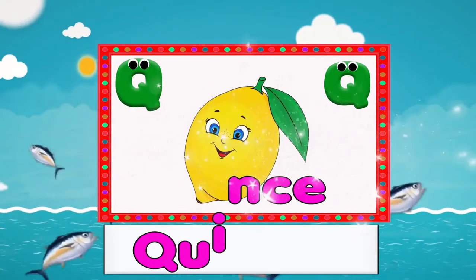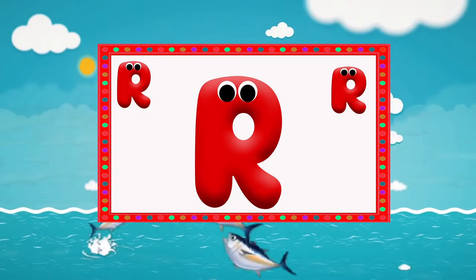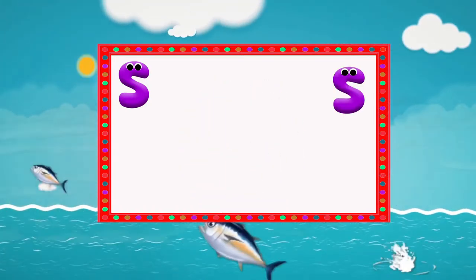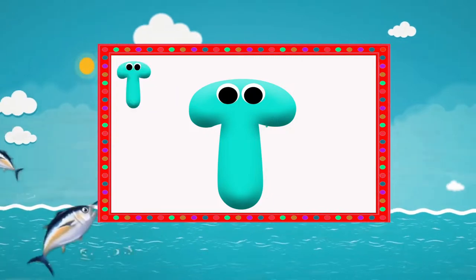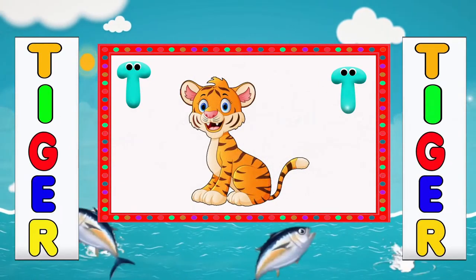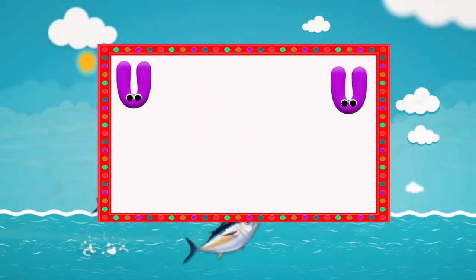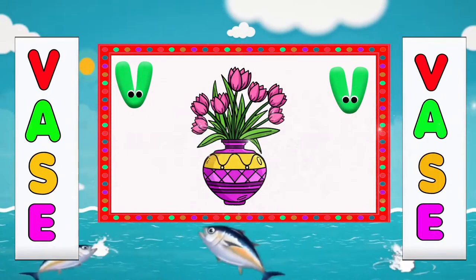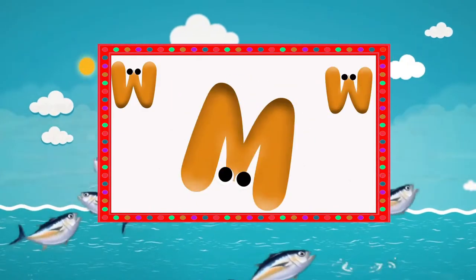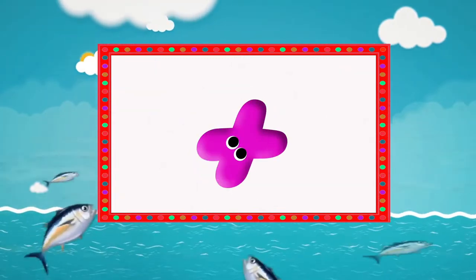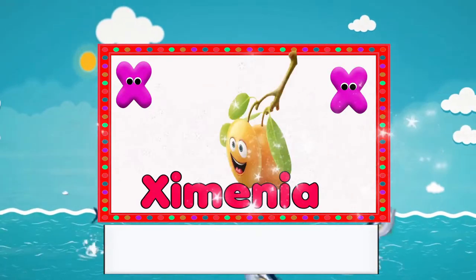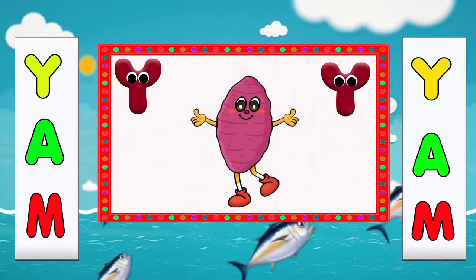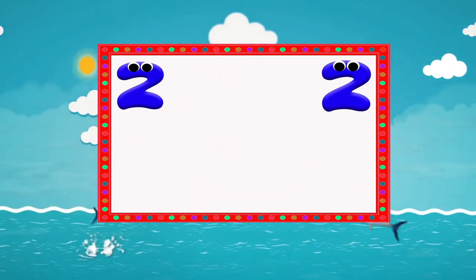Q for queens. R for rat. S for sheep. T for tiger. U for UFO. V for vase. W for watermelon. X for Smenia. Y for jam. Z for zinnia.